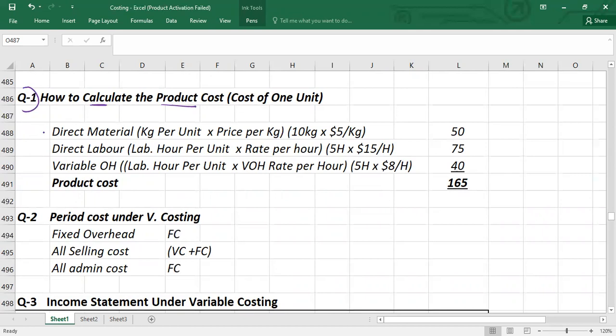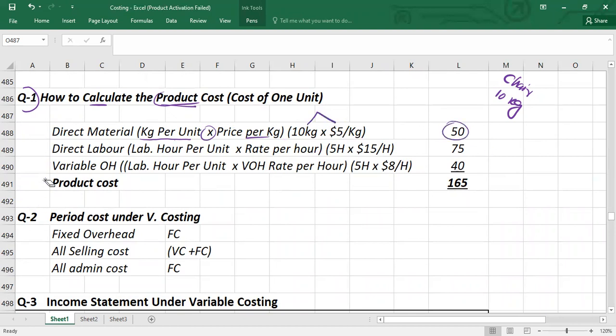Okay. So guys, as I told you, in the product cost, three costs will be the part of product cost: direct material, direct labor, and variable overhead. Now, how will you write direct material? You need to write kg per unit. For example, for one chair, let's assume maybe you need 10 kg of material. So you will take 10 kg times price per kg, and I'm assuming price per kg is $5. If you multiply quantity with the price, you will get cost of material.